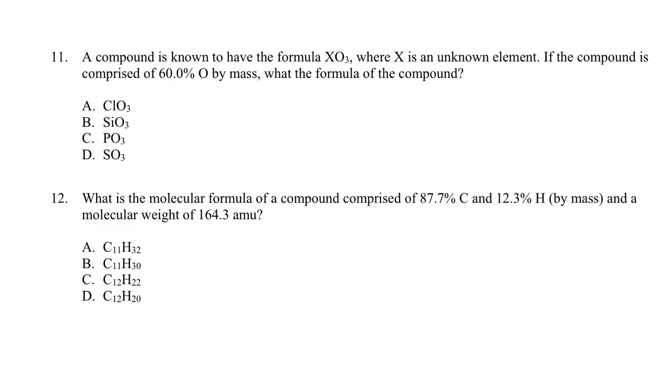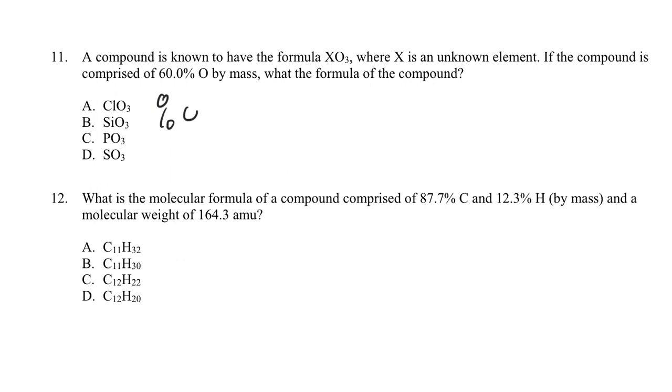Hello, this is a re-record of today's final lecture, continuing along in the final exam review packet, starting with question 11. So we have a compound known to be XO3 in its formula, where X is an unknown element. The compound is known to be 60.0% O by mass. What is the formula of the compound?